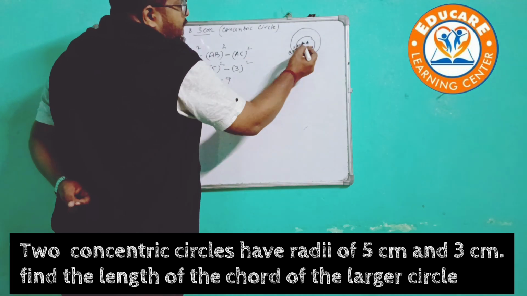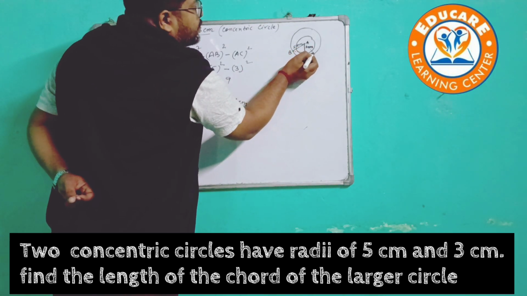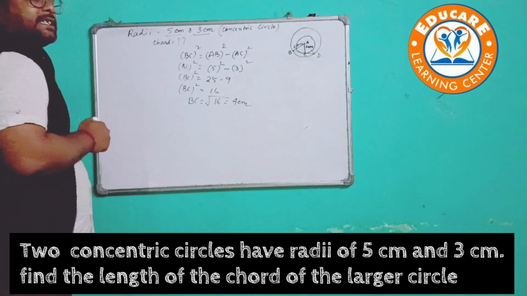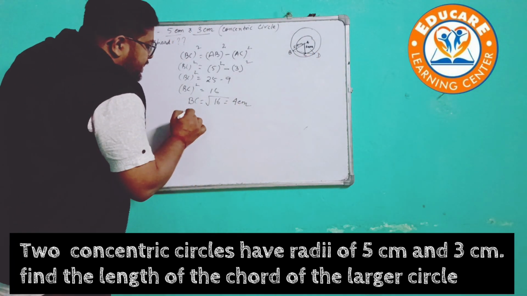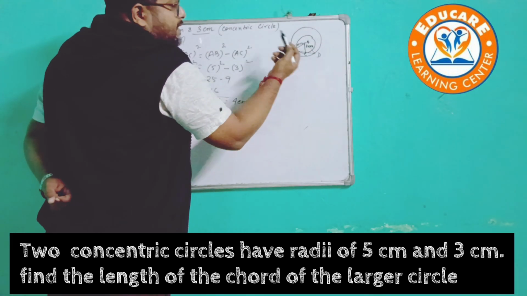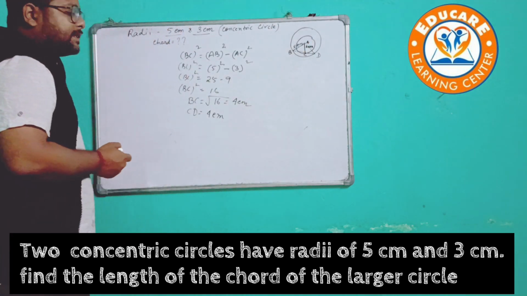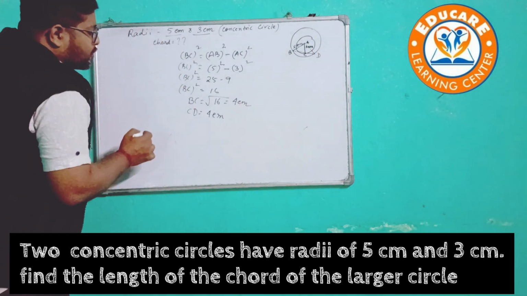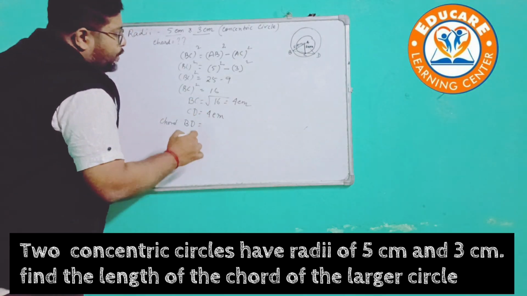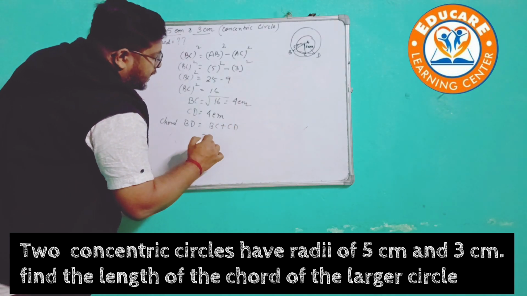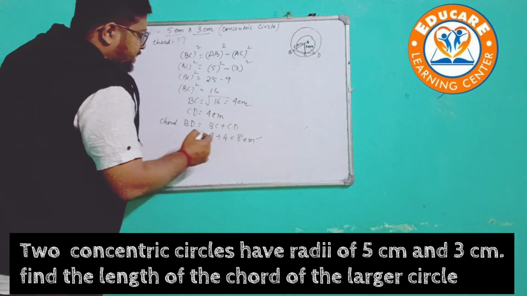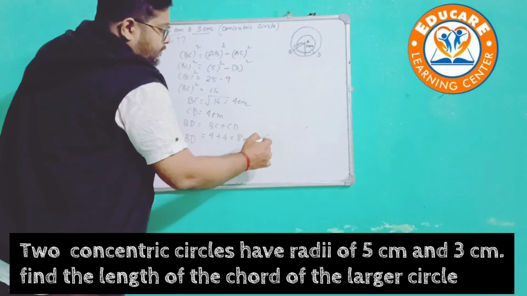Now if this is 5 centimeter, this will also be 5 centimeter. For example, put it like D. So we can say AD is also 5 centimeter. In that case, CD will also be 4 centimeter, because the parameters are the same, 3 in this case and 5 in this case. So in order to find the length of the chord BD, we can say BC plus CD, that is 4 plus 4, 8 centimeter. So the length of the chord BD is 8 centimeter. Done.